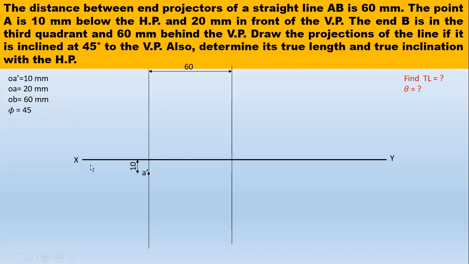So for a top view, XY line is VP. So this portion is in front of VP and this portion is behind VP. So locate the top view of the point A. Let's say this is point A. Now point B is 60 mm behind VP. So for a top view, XY line is VP. This is in front of VP. This is behind VP. This is very important. You should know what is the position of point, and then you can solve this problem.